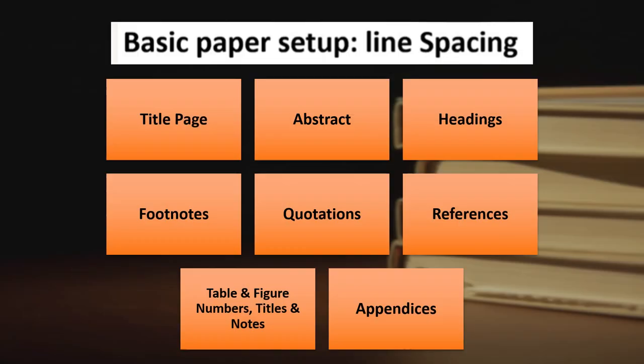Few paper setup things have also been suggested in the manual, especially when you are writing a paper or a thesis. Double space is required, including the text page, abstract, heading, footnote, quotations, references, table and figure, title, note, and appendices. They are suggesting that you never add any extra line before or after a heading or in between the paragraphs. So prepare everything in double space.